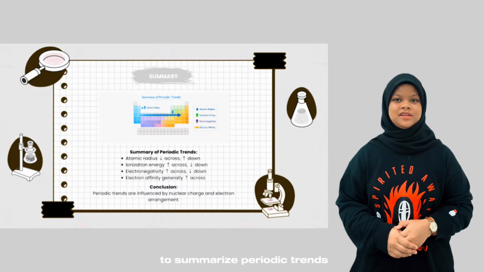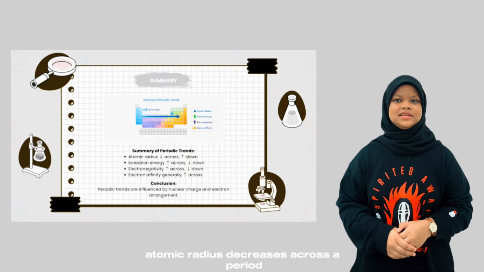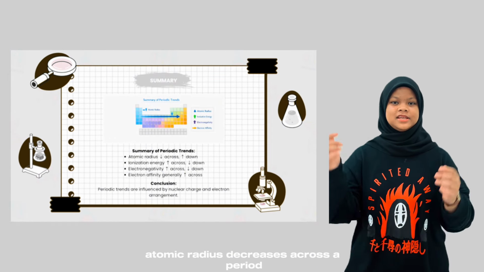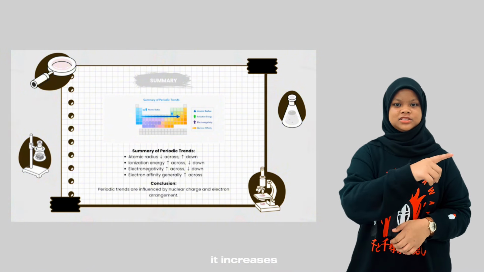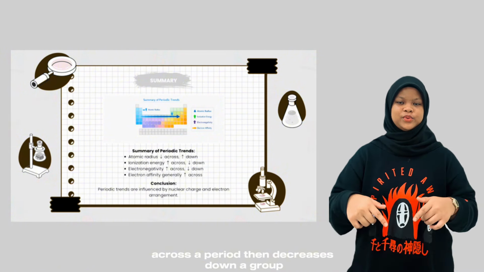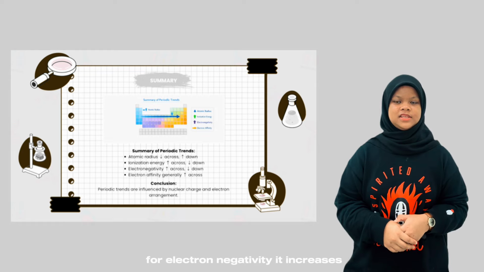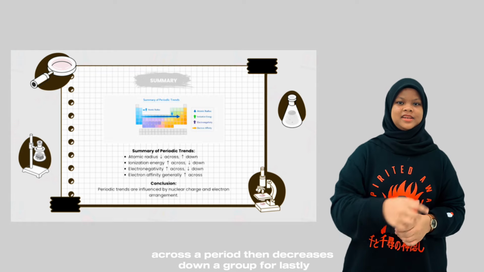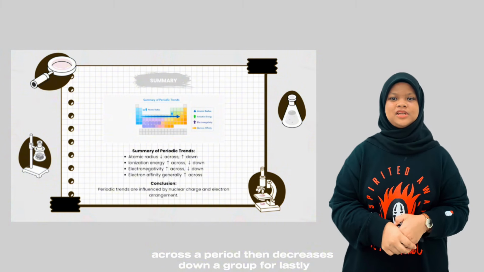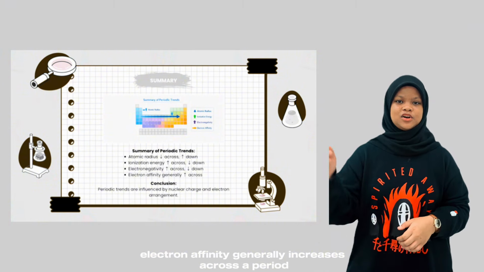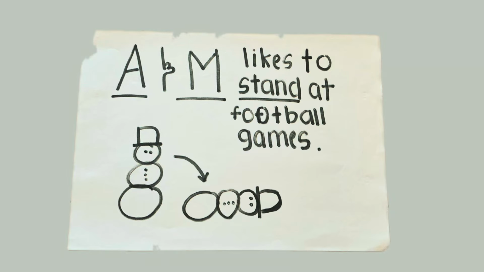To summarize periodic trends, atomic radius decreases across a period and increases down a group. For ionization energy, it increases across a period, then decreases down a group. For electronegativity, it increases across a period, then decreases down a group. Lastly, electron affinity generally increases across a period. So, as we move across the period, our trend actually decreases in size, just like the size of its body.